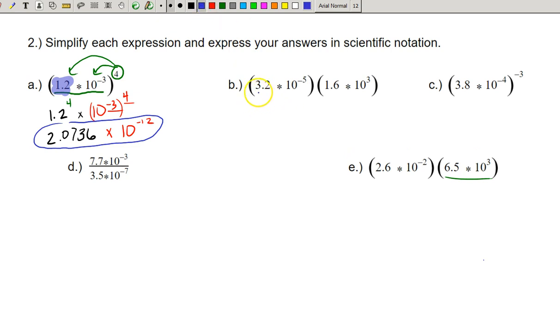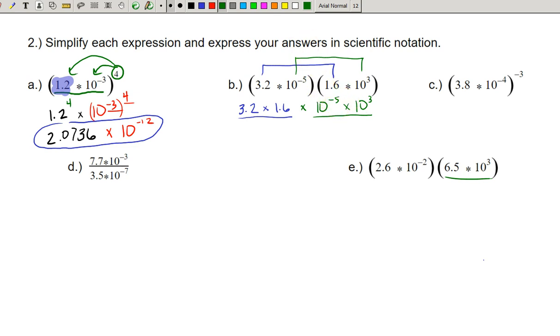If we have two scientific numbers that we're going to multiply, essentially we're going to take this part B and say, all right, well, this is 3.2 times 1.6. I can multiply these two numbers by themselves because this is all multiplication and it doesn't really matter which order I multiply in. Then I'm going to take the powers of 10, so 10 to the negative 5 times 10 cubed. I can multiply those separately. I can really just rearrange these factors because multiplication is commutative.